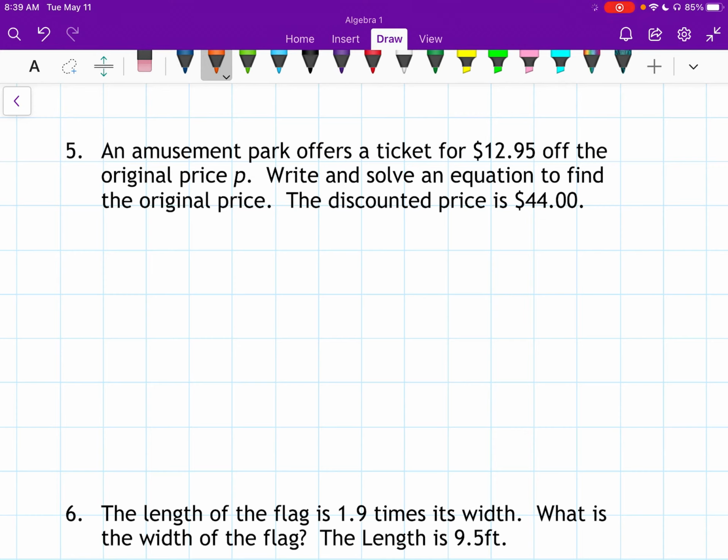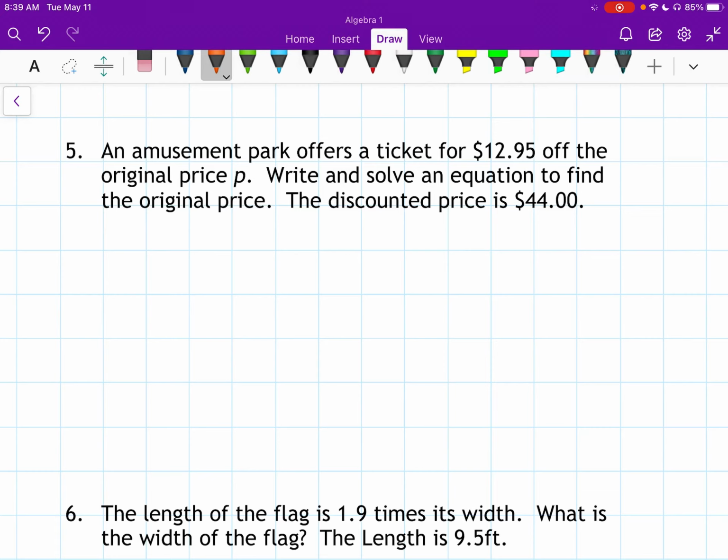So what this is telling us is that you have a coupon for $12.95 off a ticket, right? And you give your cashier, or the person taking tickets at the amusement park, that coupon for $12.95 off. And then they tell you, all right, your total is now going to be $44. Okay? It's good to understand what is happening in the problem.